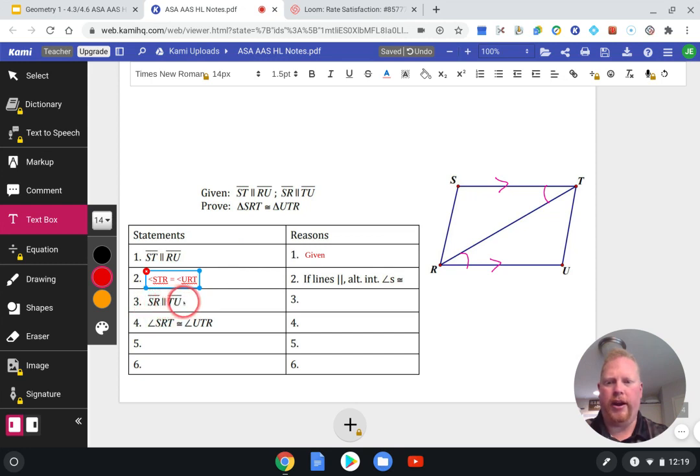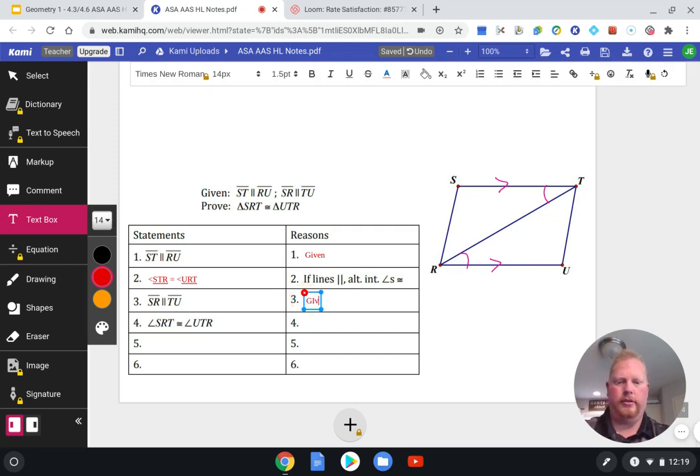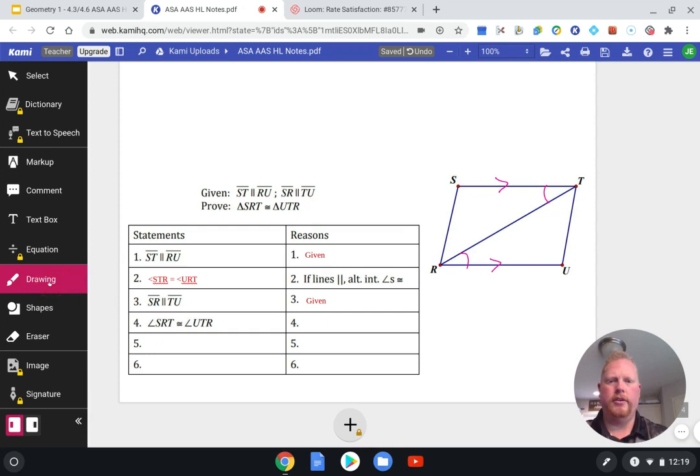It says that SR is parallel to TU. Again, that was given to us. So let's mark that up in the diagram. So SR is parallel to UT. Now I'm using a different color here because there's something I want you to pick up. Because those two lines are parallel, then I can say that that angle is congruent to that angle.